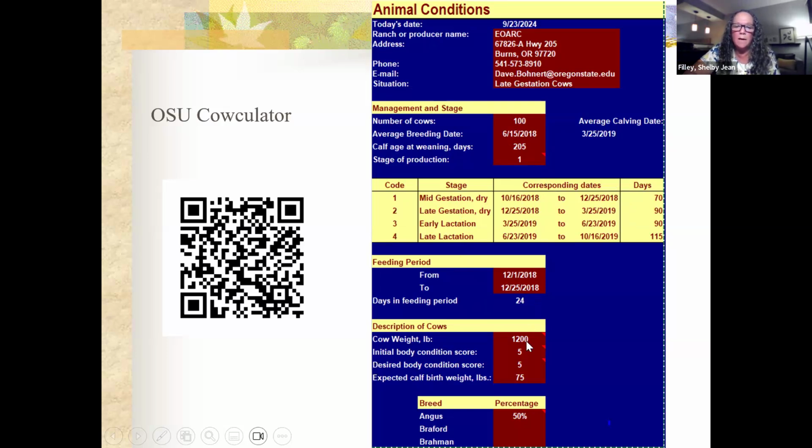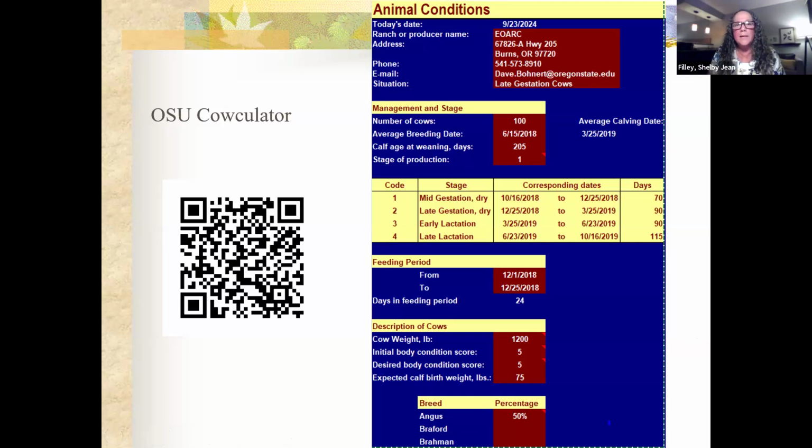You put the initial weight of the cow, the body condition score of the cow. If it's really thin, you're going to want it to gain a little weight. So with a 5, it won't have the cows making much weight gain at all, other than for the fetal weight increase. Expected calf birth weight, you know, your average birth weight's about 75 pounds. You can put in the breed. There's about 24 different breeds you can put in there. And that's all the information you put in there.